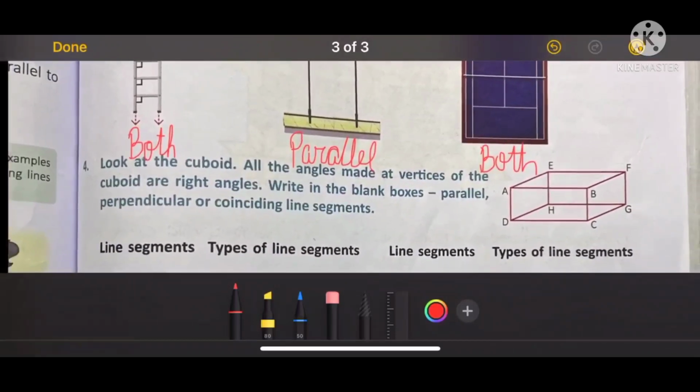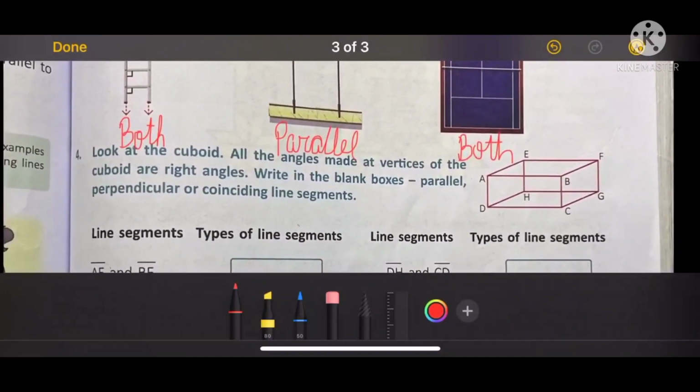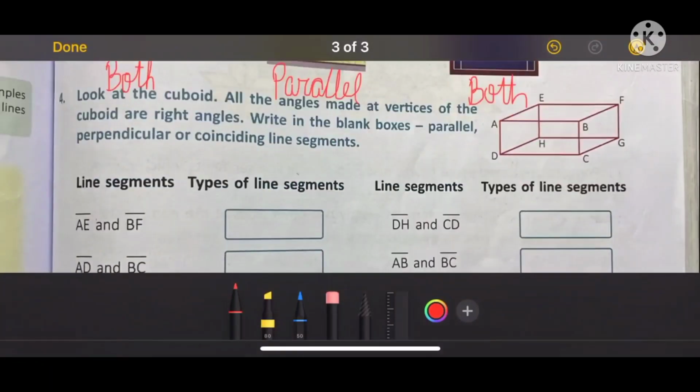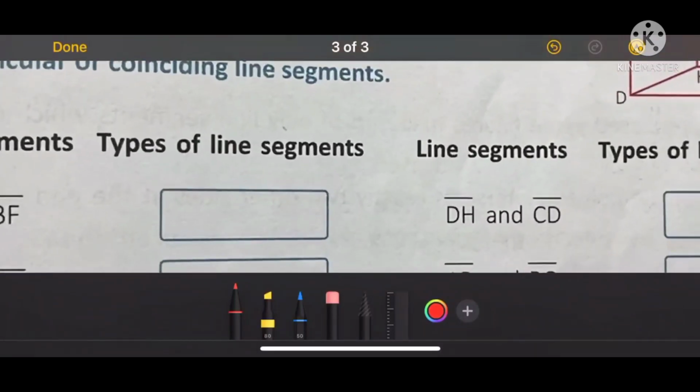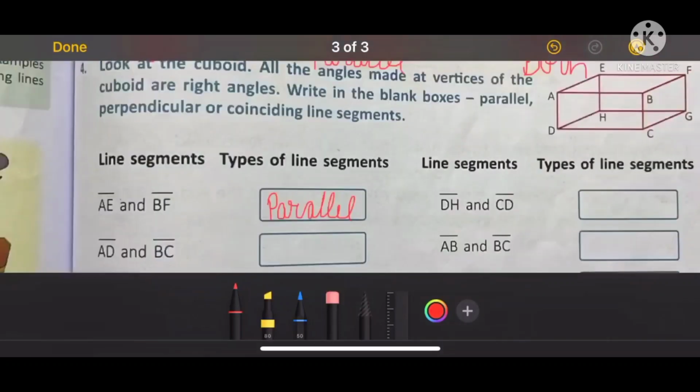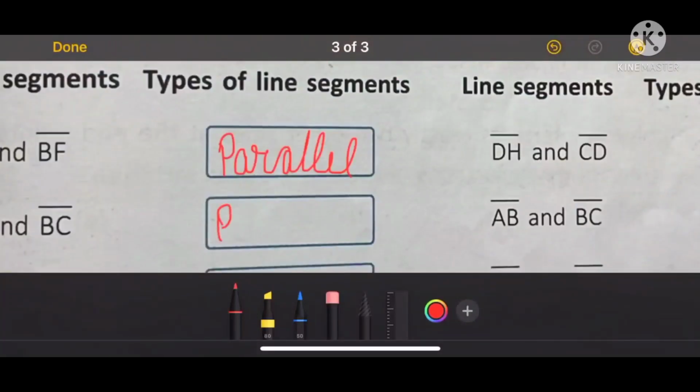Now let us discuss question number 4. Look at the cuboid. All the angles made at the vertices of the cuboid are right angles. Write in the blank boxes whether the line segments given are parallel, perpendicular or coinciding line segments. The first one, AE and BF. See the figure and identify which type of line segments they are. They are parallel. Next is AD and BC. Here also they are parallel to each other. So they are parallel line segments.